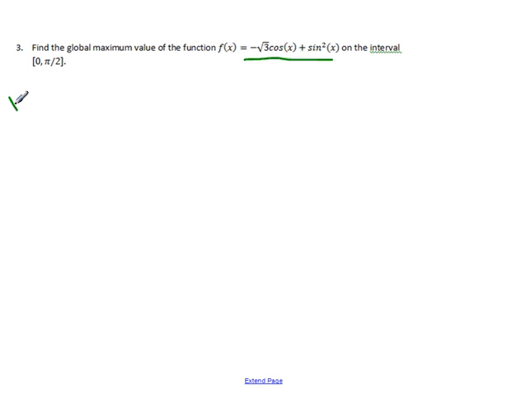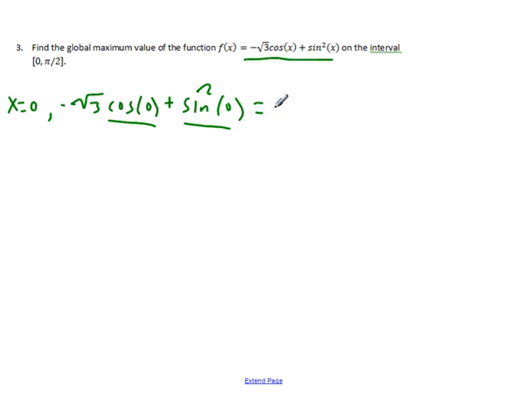So we've got when x equals 0, our function, that's -√3 cos of 0 plus sine squared of 0. Well, that's just 0, and that's 1. So this equals -√3.